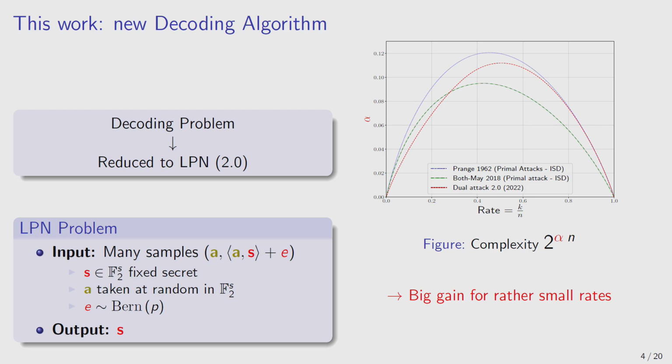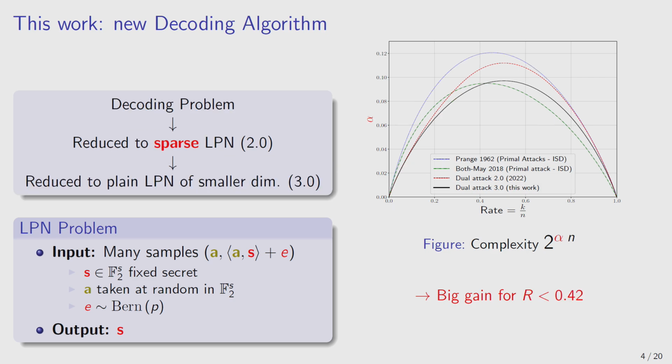You have a secret, S, and I give you many samples, which are of the form S dot product some A, plus a noise term, which will be biased towards 0. Okay? So I give you many samples, and I ask you to find S. And when we did this reduction, we got an algorithm which beats the previous algorithm for rather small rates. So we have a big improvement for small rates.